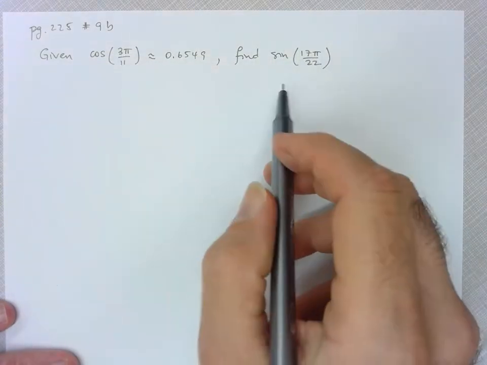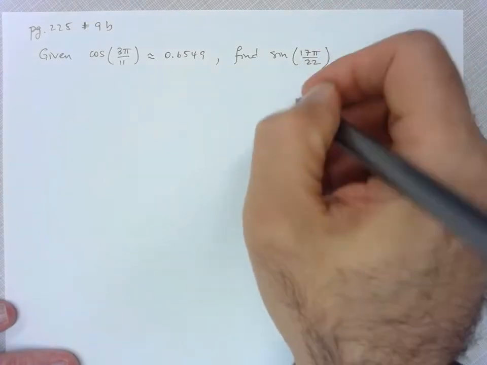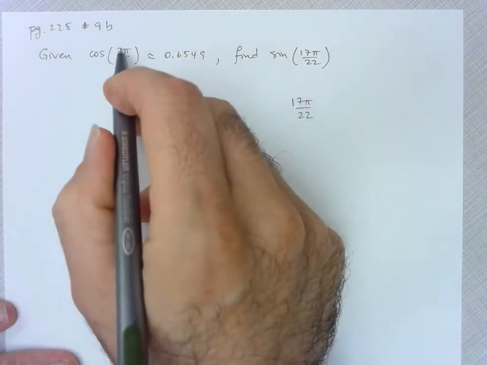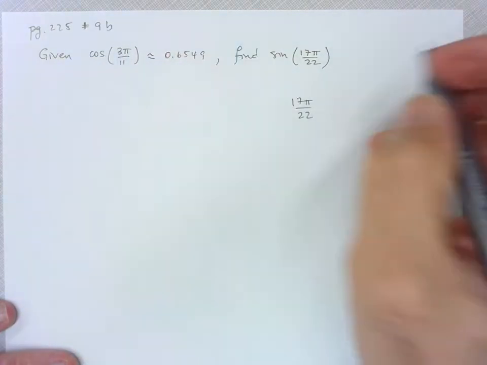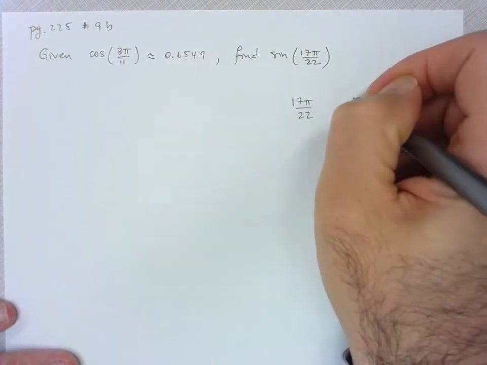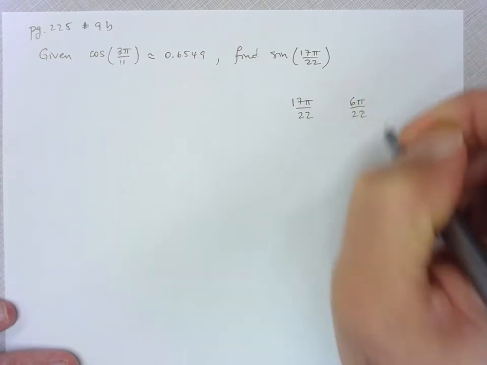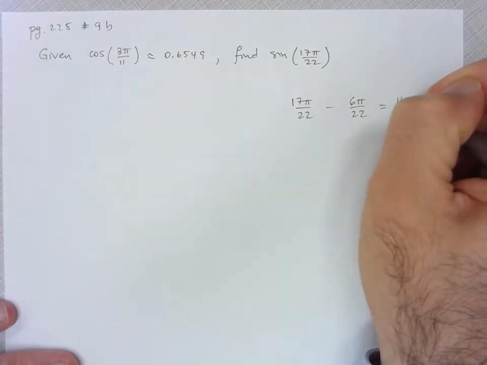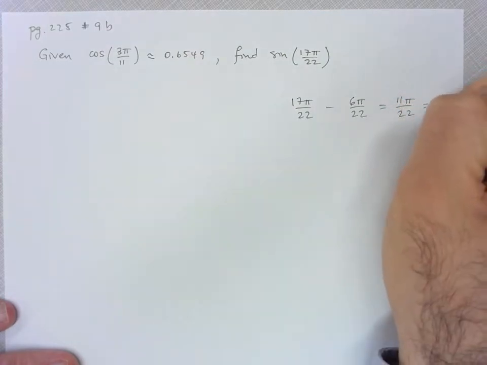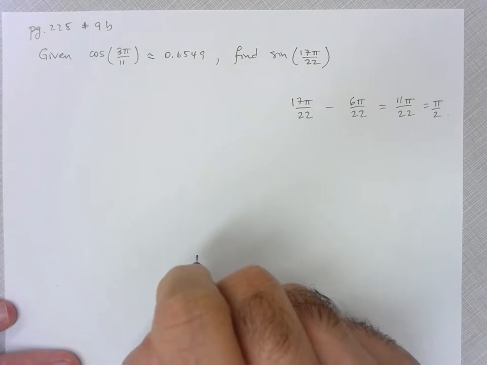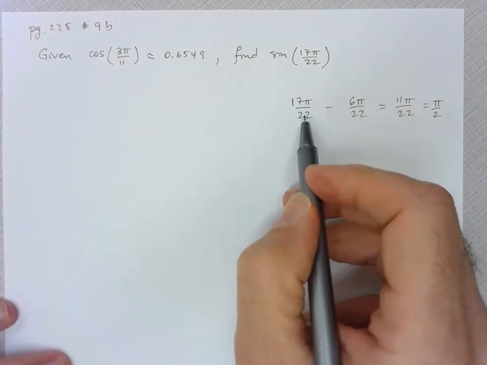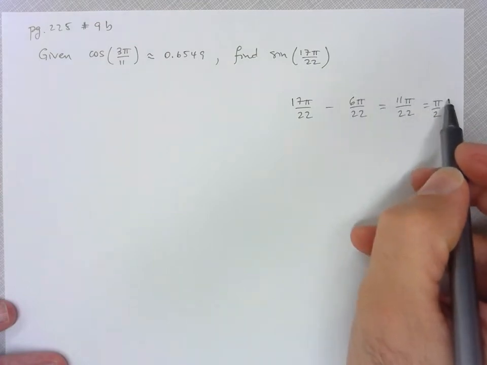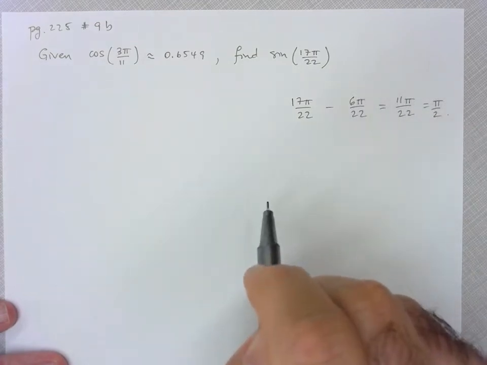I'm going to start with this one here because it's the larger one. So I've got 17 pi over 22. In order to compare these, it'll be nicer if they have the same denominator, so I'll write that as 6 pi over 22. I notice that when I subtract them, I just end up with 11 pi over 22, which is pi over 2. So that means that 17 pi over 22 can be written as pi over 2 plus 6 pi over 22, or 3 pi over 11.